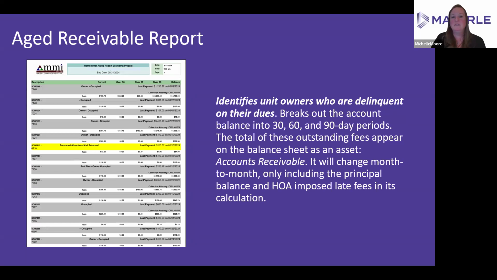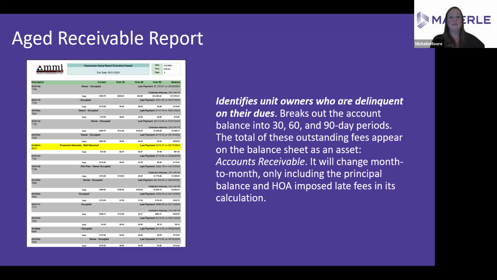The next is the aged receivables report. I know some like to look at this and some don't like to look at this. But this will identify the owners that are delinquent on their dues. Our report breaks down current balances, 30, 60, 90-day periods. The total of these outstanding fees appear on the balance sheet as an asset under accounts receivable.